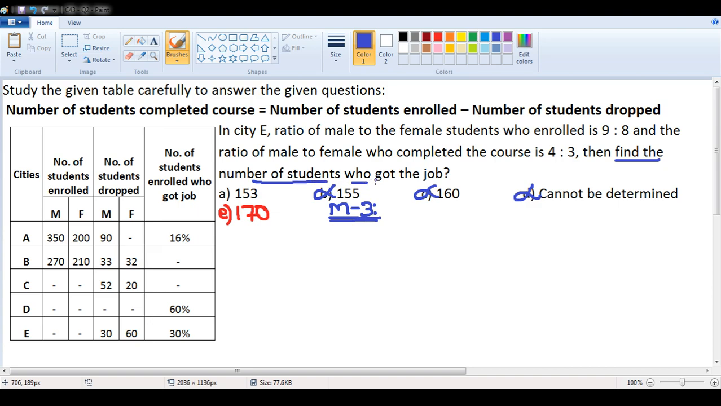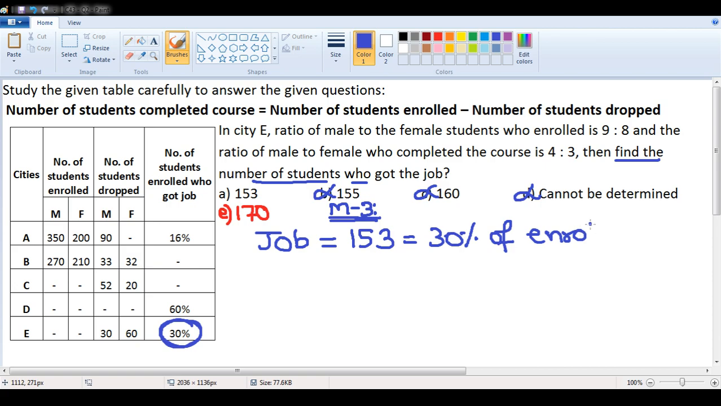Find the number of students who got the job. Suppose I pick 153, that means 153 students got the job. These 153 students correspond to 30% of enrolled students. That means enrolled students will be equal to 153 divided by 30%, which gives me 510.